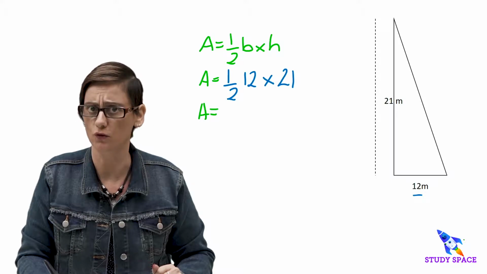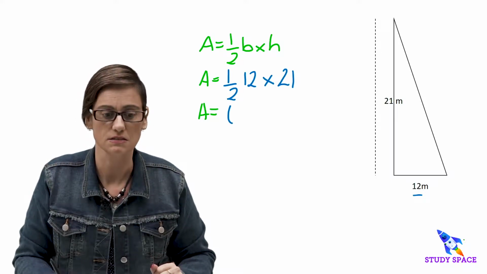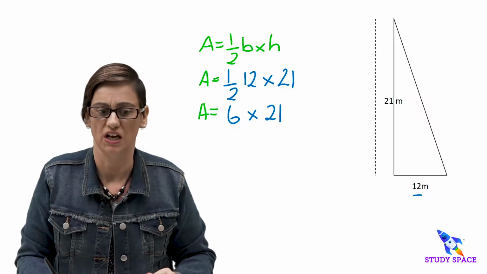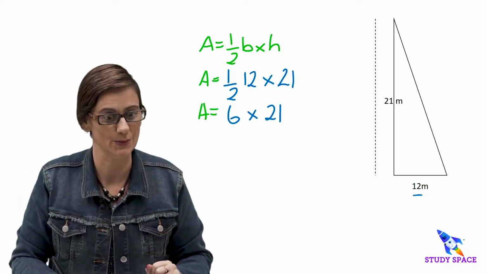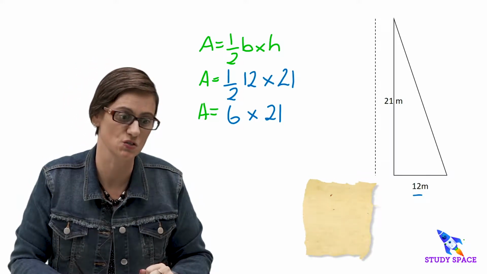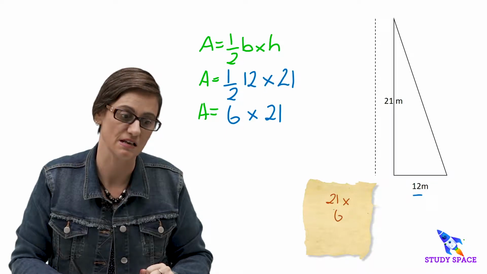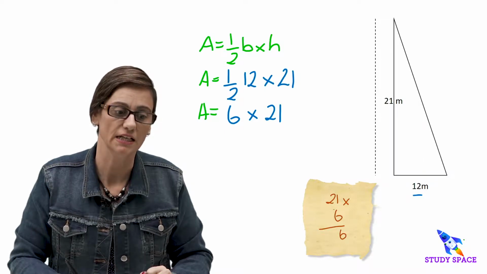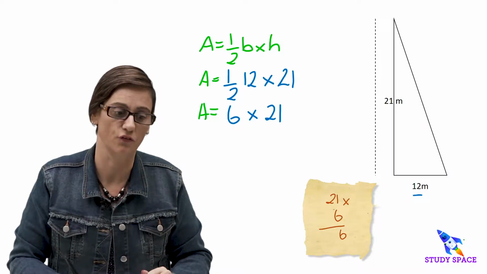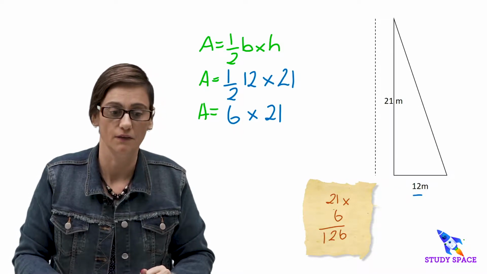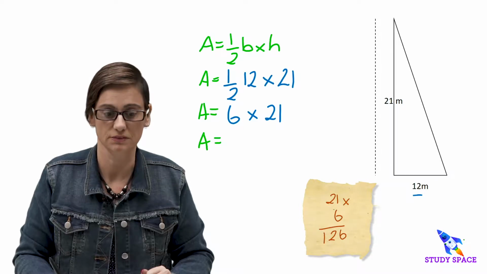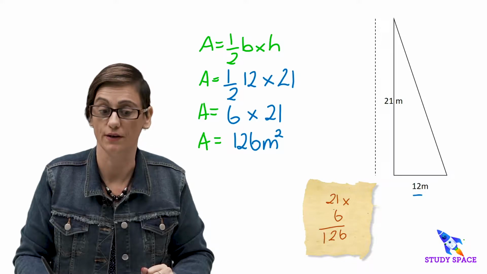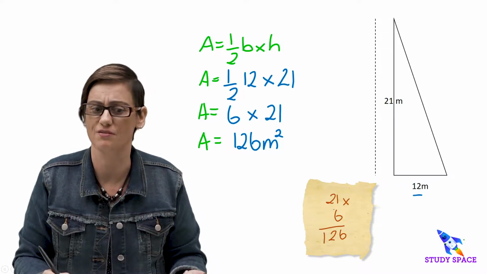Okay, all right, let's do some calculations. So half of 12 is 6. So 6 times 21, which is our height. Again, boys and girls, I can't do that one in my head, so let's go to our scrap paper. So 21 times 6. Okay, so 6 times 1 is 6. And then 6 times 2 is 12. Okay, so the area of this triangle is 126 metres squared. Remember, the squared tells us we're dealing with area.